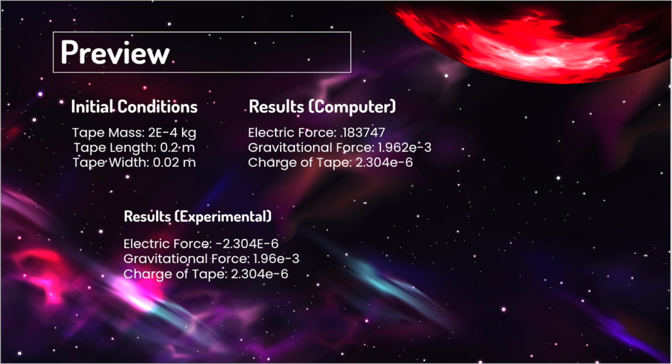Preview: the initial conditions of the tape were as follows. The experimental results were negative 2.3 times 10 to the negative 6. The electric force, then gravitational, was 1.96, and the charge was 2.304. And then for the computer results, they were pretty similar. The electric force was 0.137. The gravitational force was 1.92 e to the negative third, and then the charge of the tape was the same.